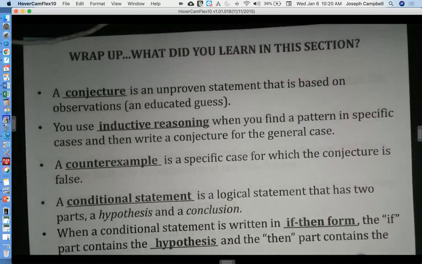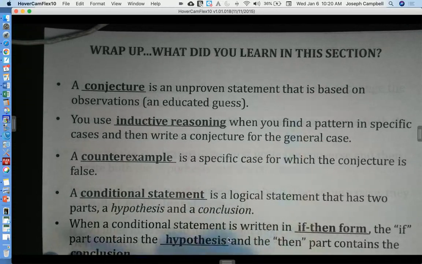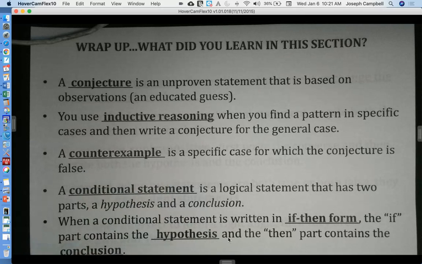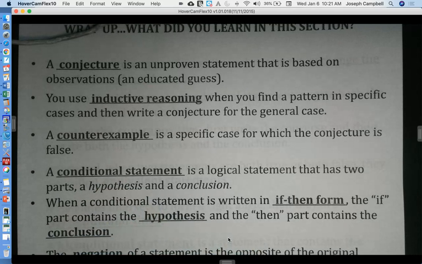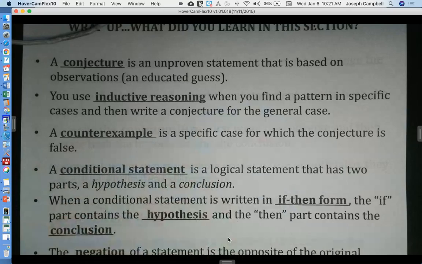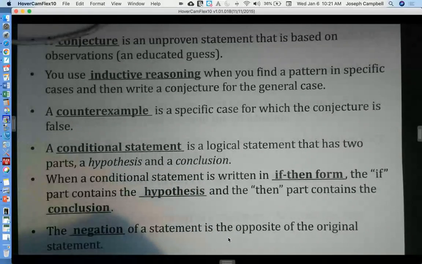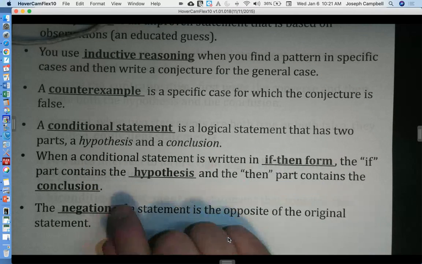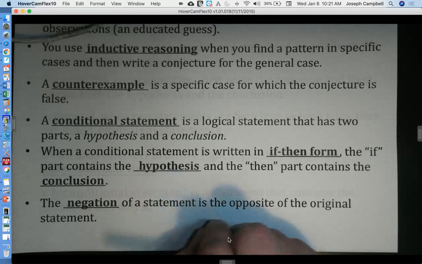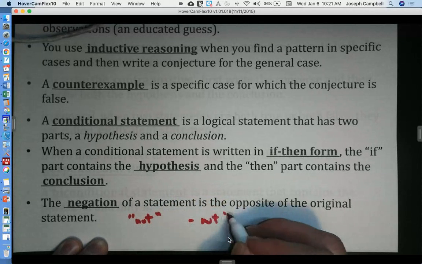All right, just a quick recap. A conjecture is an unproven statement based on observations. Inductive reasoning is when you look at a specific case or specific cases and you write a conjecture generalizing the case, right? A counterexample is a specific case for which a conjecture is false. We found counterexamples when we wanted to show a conjecture was false. The conditional statements are when we throw statements into a specific form, an if-then form, where we have a clear hypothesis and a clear conclusion. When a conditional statement is written in if-then form, the if is the hypothesis, the then is the conclusion. And the negation of statements, the opposite of the original statement, we usually insert the word not, or we remove not if it already has it in.